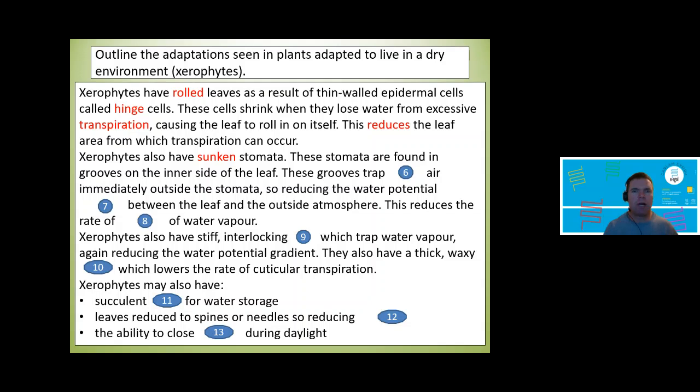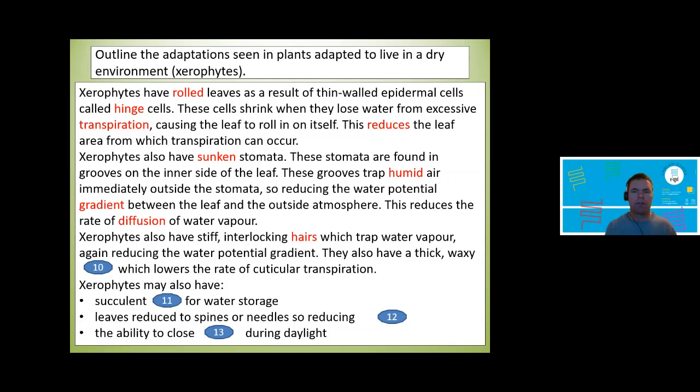Xerophytes also have sunken stomata. These stomata are found in grooves on the inner side of the leaf. These grooves trap humid air immediately outside the stomata, so reducing the water potential gradient between the leaf and the outside atmosphere. This reduces the diffusion of water vapor. Xerophytes also have stiff interlocking hairs which trap water vapor, again reducing the water potential gradient.